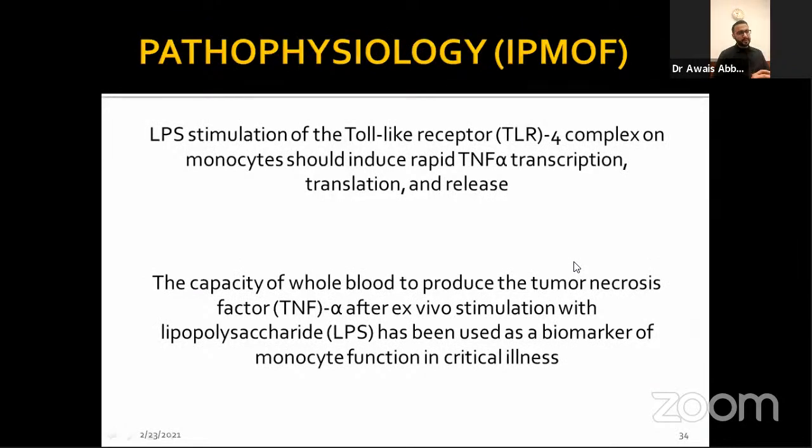Coming to the pathophysiology, this slide shows the normal physiology. On LPS stimulation of the toll-like receptors on monocytes, they normally induce rapid TNF alpha transcription, translation, and release. And the capacity of the whole blood to produce TNF alpha after stimulation with LPS has been used as a biomarker of monocyte function in critical illness. This is normal physiology that happens in a normal person.